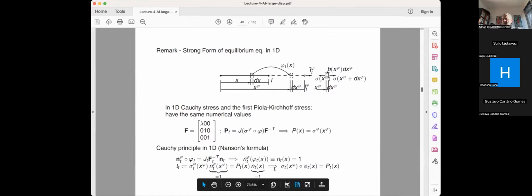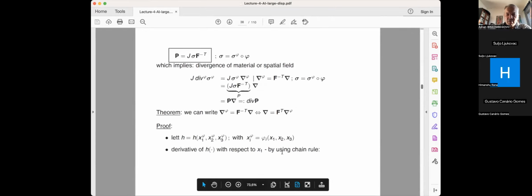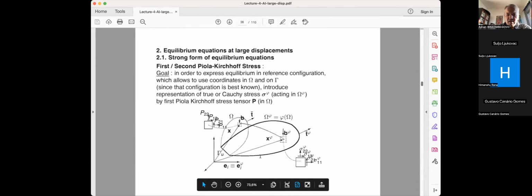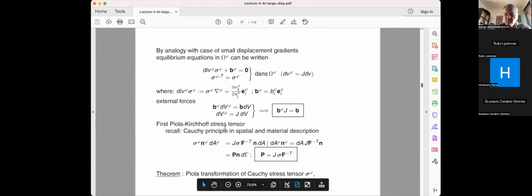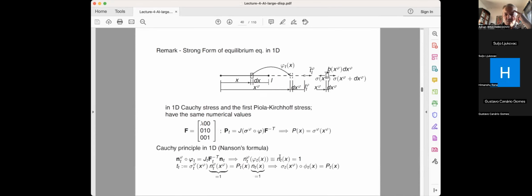That actually means that if you want to get the true stresses sigma, you can simply, in the 1D case, compute your stresses of first Euler Kirchhoff, and you have your numerical value of the true stresses. Although these guys are acting in the initial configuration, and the other guys are acting in the deformed configuration, in a 1D setting their values happen to be the same. Of course, in a 3D setting this is no longer the case, because J and F minus transpose are the ones that are used to properly transform these values here.